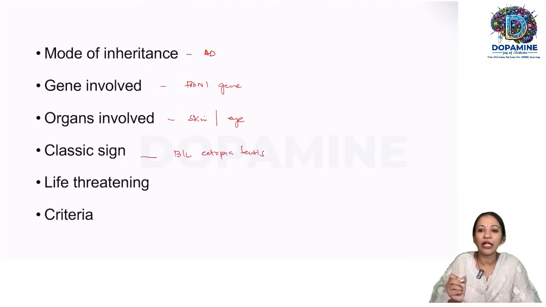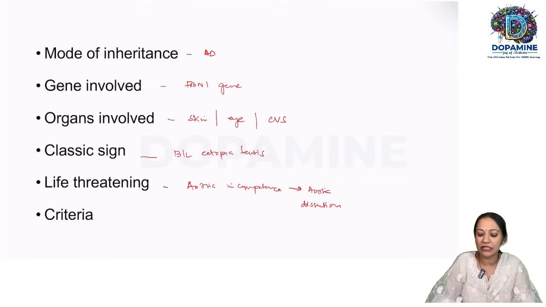What is the life-threatening complication which we are afraid of in a patient with Marfan syndrome? That is aortic incompetence. So the person can go in for a severe massive aortic dissection. So organs involved: eye, skin and CVS. So what is the dreaded complication? It is aortic dissection. What is the classic sign? Bilateral ectopia lentis is the classic sign.